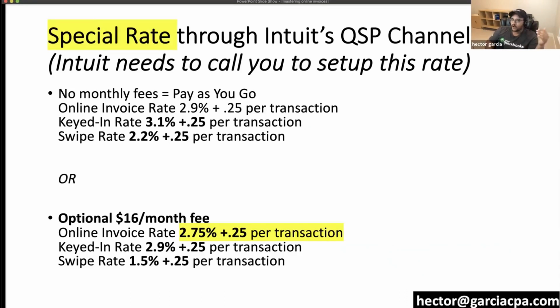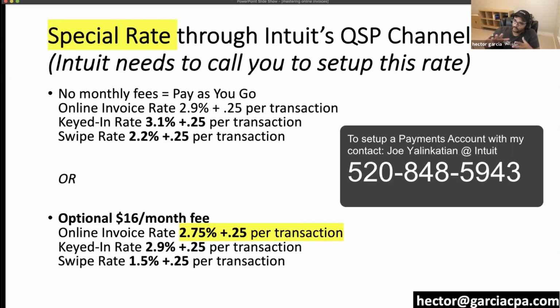I would say $1,000 to $2,000 a month already starts giving you enough impact that it is worth it for you to go this route. Also, even if you don't pay the $16 a month fee, you get better key-in rates and better swipe rates. Look at the swipe rate of 1.5%. That's about the best you can find on the market. So again, if you are going to enable payments, do it through my channel, because my channel gets preferred rates.